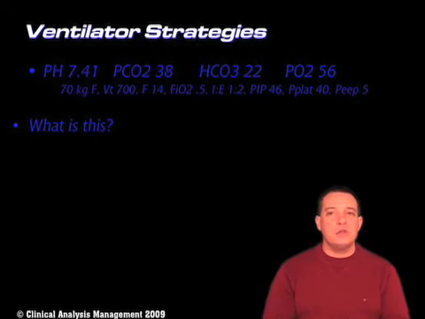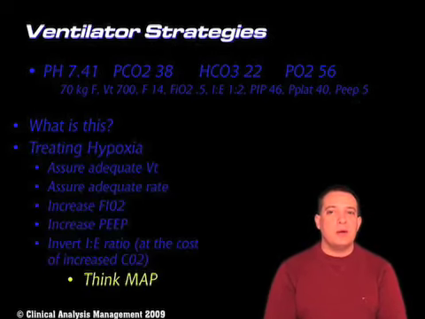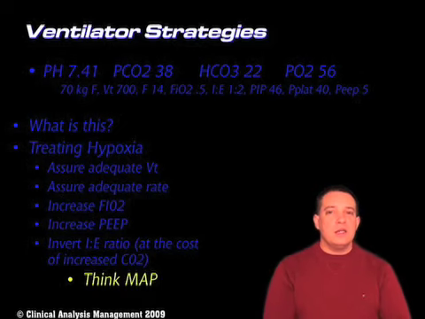But let's go back to this O2 problem. Remember we said that the way that we fix hypoxia is with mean airway pressure. We can consider increasing the FiO2, and we've already talked about the pros and cons of that. But the big thing for this patient is this patient needs PEEP. Right now, this patient is sitting on 5 of PEEP, and with that, she's got a PO2 of 56. So obviously, we need to go up on the PEEP, and we need to increase it.